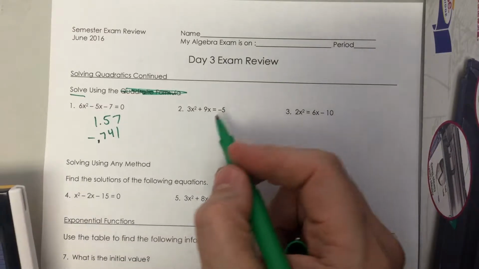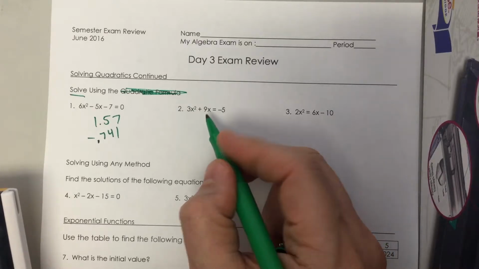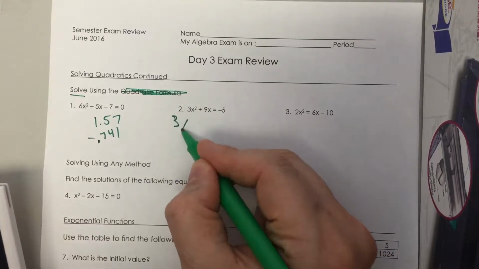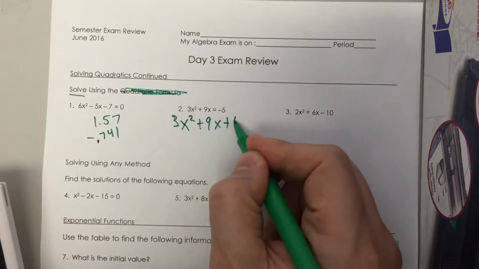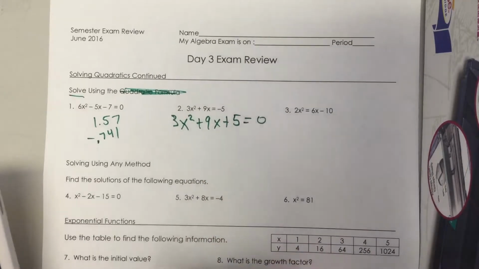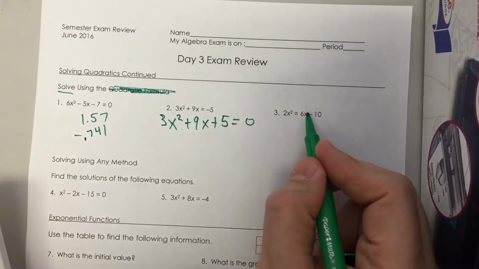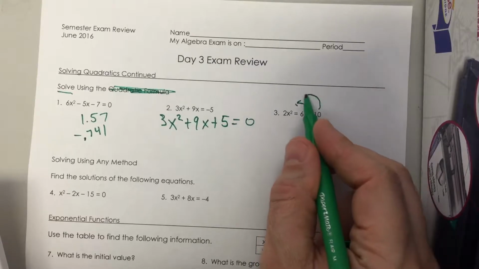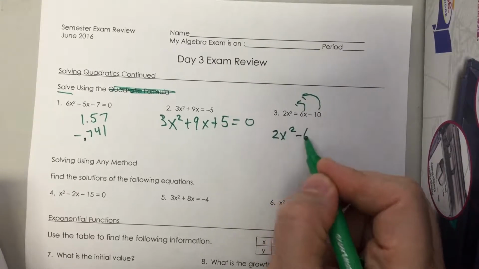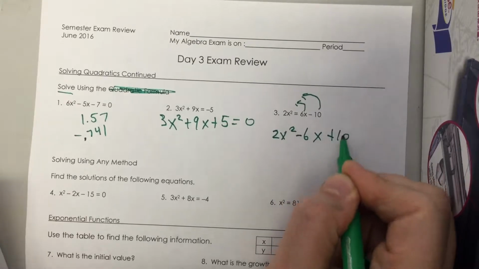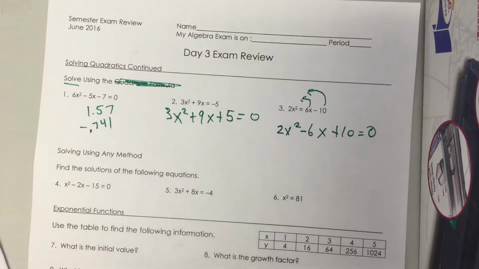Now number 2 is not ready to put in the calculator. You have to recognize that. I need to move this guy over. So when I do, I get 3x squared plus 9x plus 5 equals 0. All right, I'll go ahead and do that for number 3 also. Let's move both of these guys to the left. So I get 2x squared minus 6x plus 10 equals 0. Okay, so I'm set for both of those now.